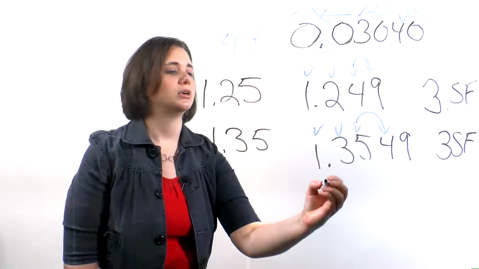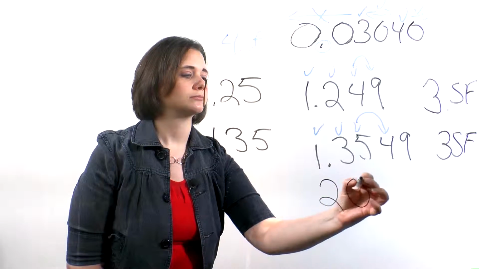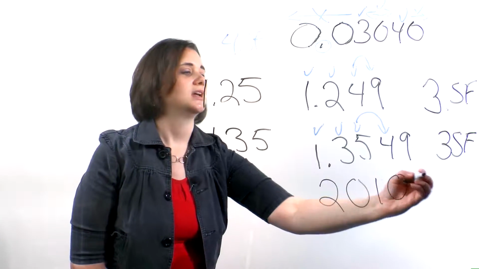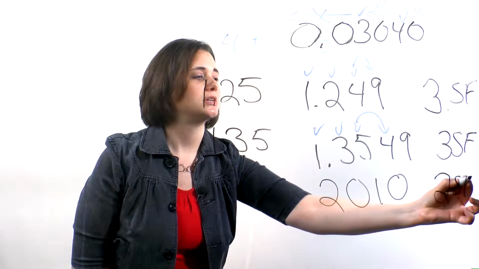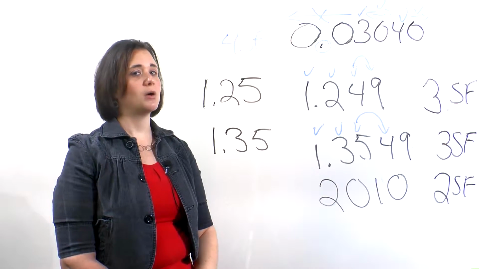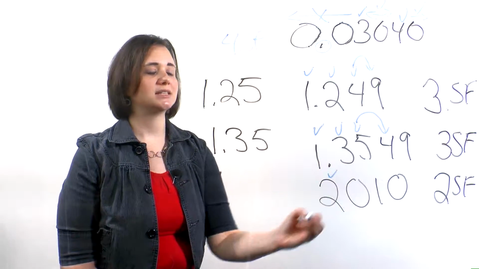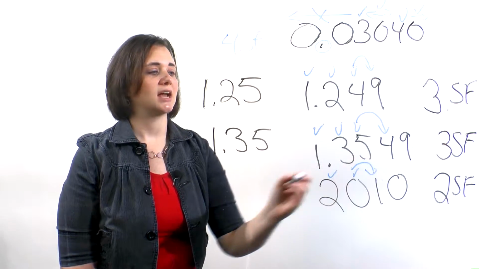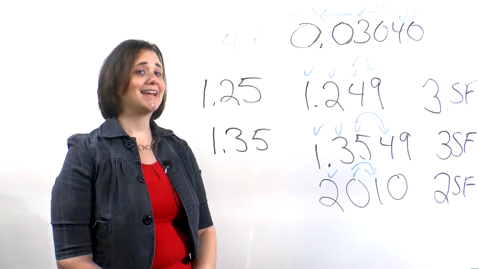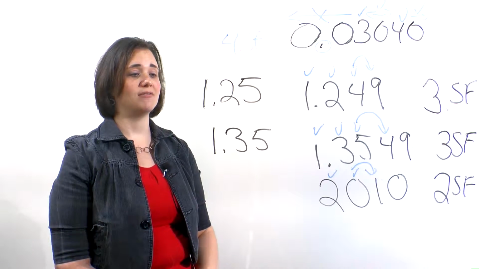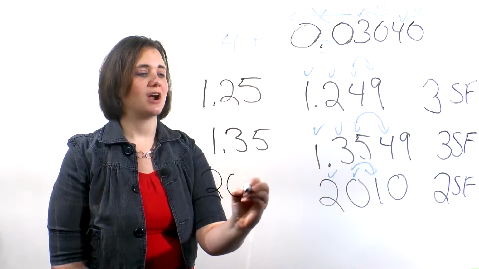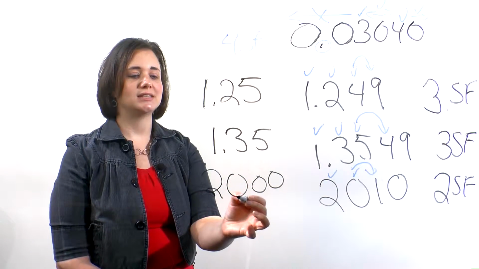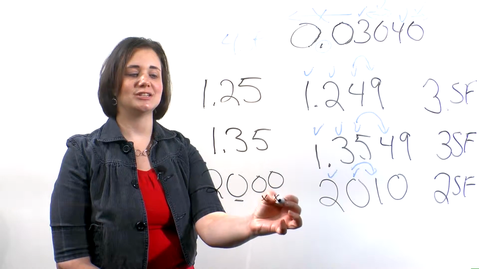What if I had the number 2010, and they told me that I wanted to write it with 2 sig figs? That one's a little tricky. I need this to be significant, and I need this to be significant. But that's my 2 sig figs. I look at the next number, and it's a 1. I can't round up. It's less than 5. So somehow, I have to figure out how to write 2000 with 2 sig figs. I need this 0 to count, but not these 2.